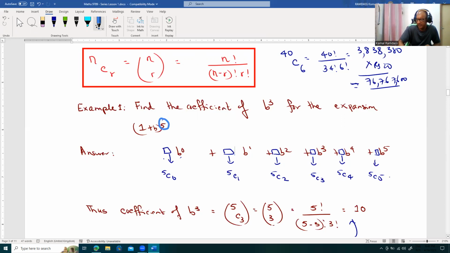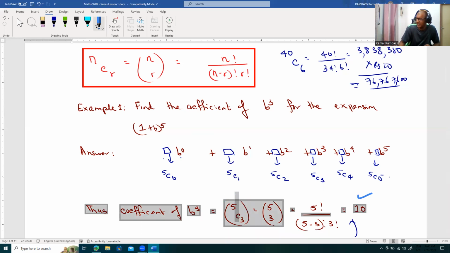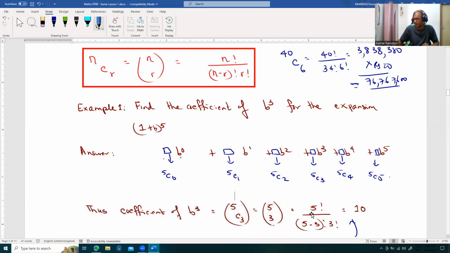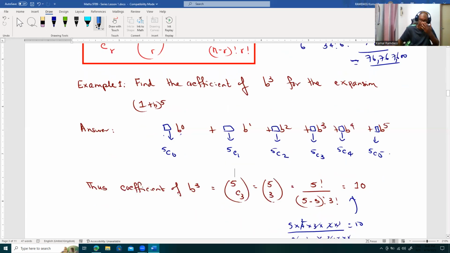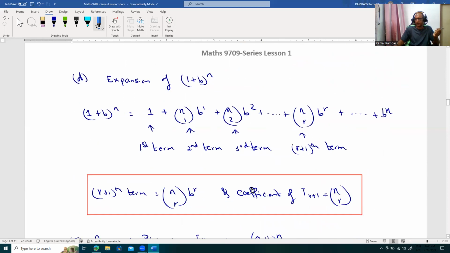Ça c'est 5C1, ça c'est 5C2, ça c'est 5C3, and the coefficient of b to the power of 3, nous évaluer 5C3, si avec calculatrice, on gagne 10. Ou bien, si je connais la formule, et si c'est simple, un petit chiffre, je suis capable d'expander comme ça et je peux gagner la valeur. OK. Bon, maintenant, expansion of the general term 1 plus b to the power of n.